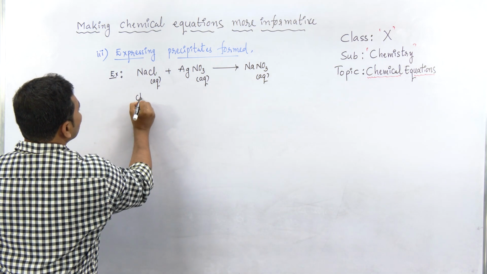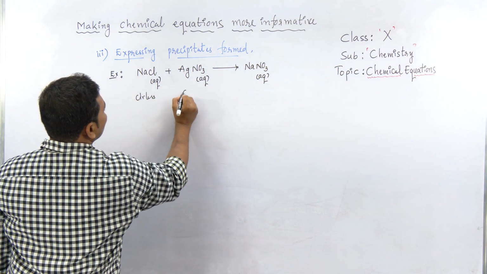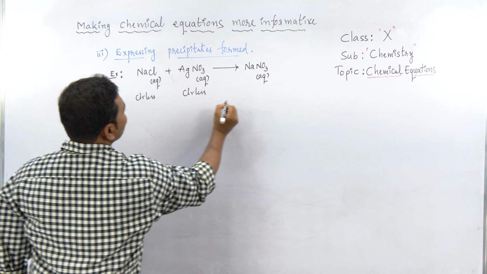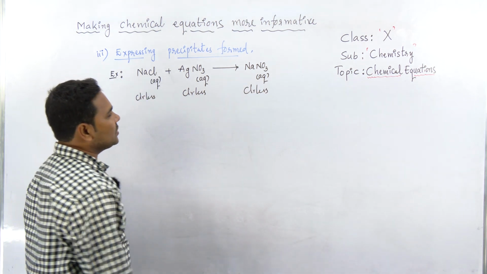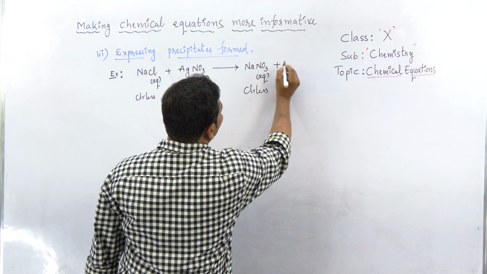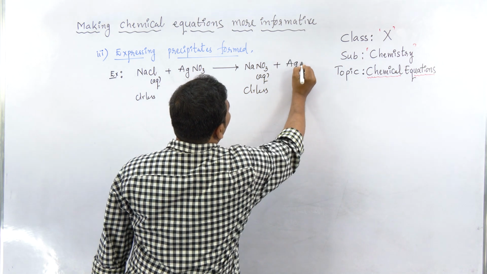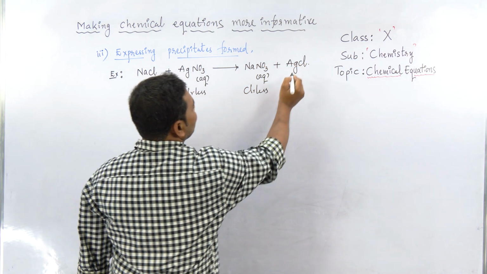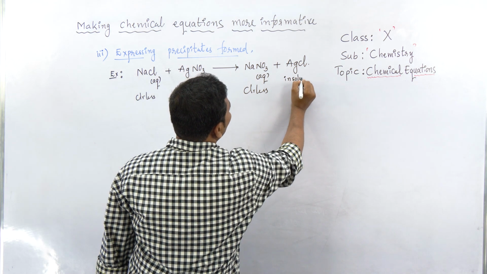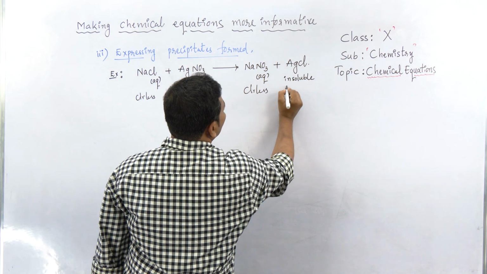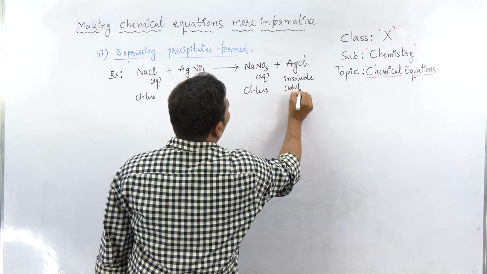These three solutions are colorless. This is also a colorless solution. This is also a colorless solution. Along with this colorless solution, we get an insoluble substance, that is AgCl. So I am writing here AgCl is an insoluble substance. Okay, the color is white.